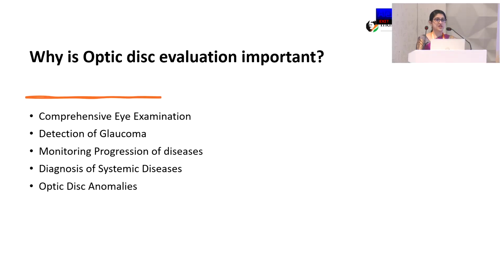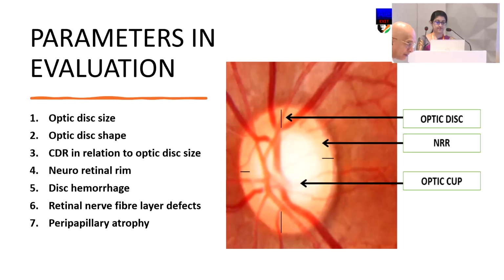So, we know optic disc evaluation is a part of comprehensive eye examination. And pertaining to glaucoma, it helps in the detection of glaucoma and monitors the progression of the condition. These are various parameters by which we evaluate an optic disc. And even any subtle change in the optic disc can be an early indicator of glaucoma. So let us see how these parameters help us in our decision making.